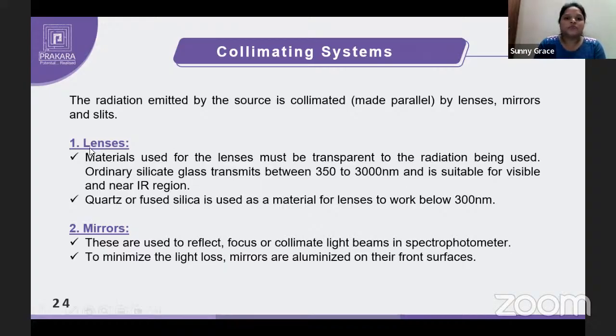This is one collimating system component, and the next one is mirrors. Mirrors are used to reflect, focus, and collimate the light beams into the spectrophotometer. The mirrors we use are aluminized on the front surface. Why do we do that? To minimize light loss, so that whatever light falls on the mirror is completely reflected. That is the reason we aluminize the front surface of the mirror.